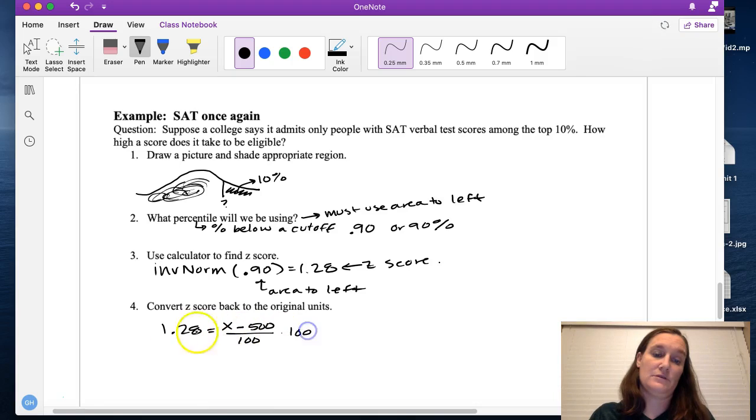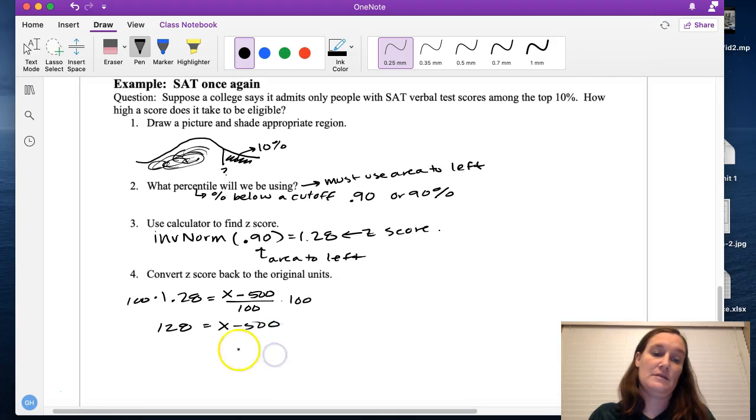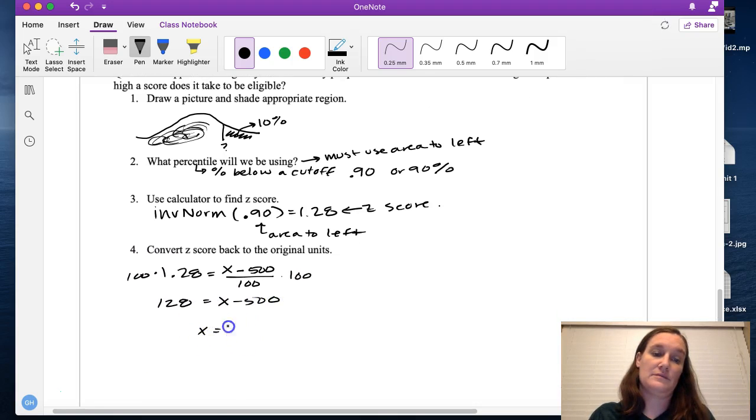We multiply by 100. So 1.28 equals x minus 500, and then we add 500. So x is going to be 628. So that is the cutoff score for the top 10% of SAT scores, at least according to this data.